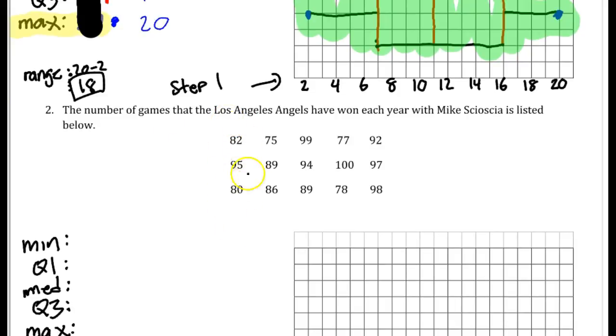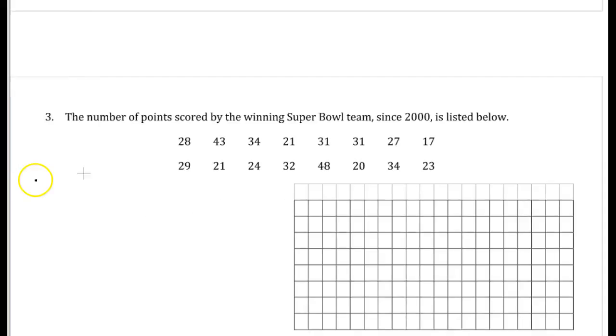It doesn't matter if I gave you 15 rows. It's still the same process. Least to greatest, and then find your median, your Q1 and Q3, and then your min and your max. Okay? So it doesn't matter. Just play with all the different styles.